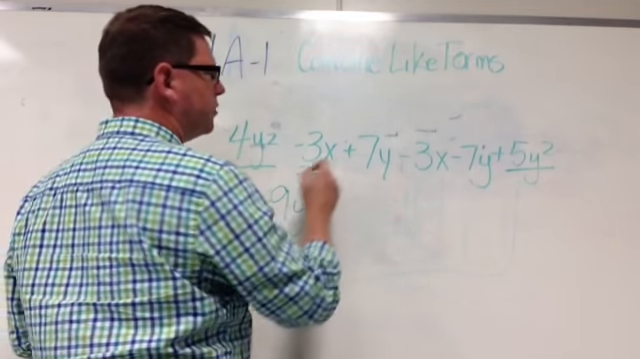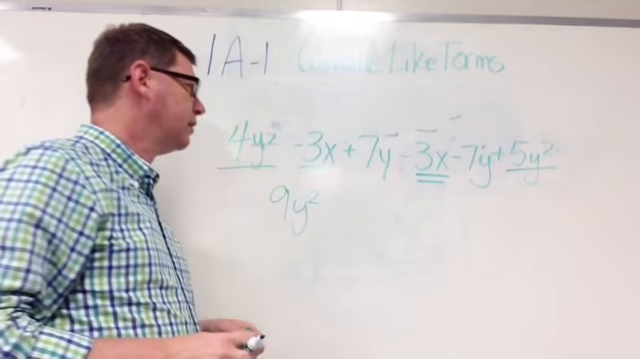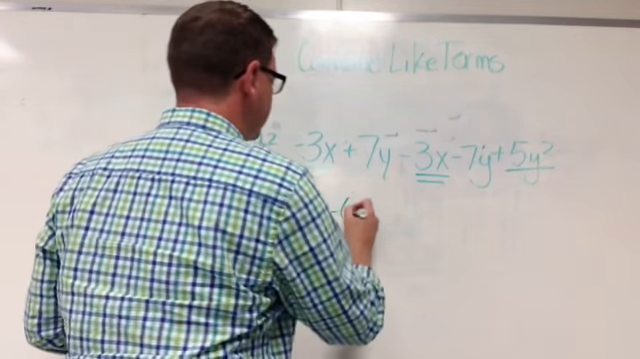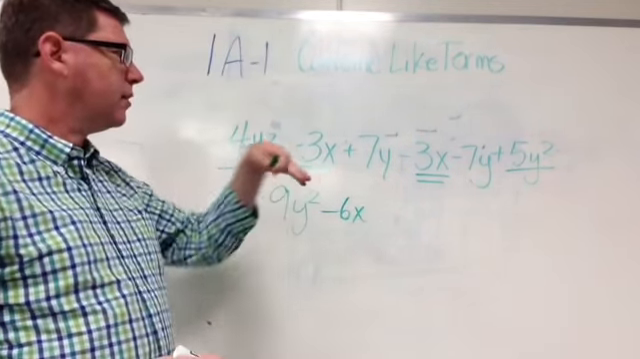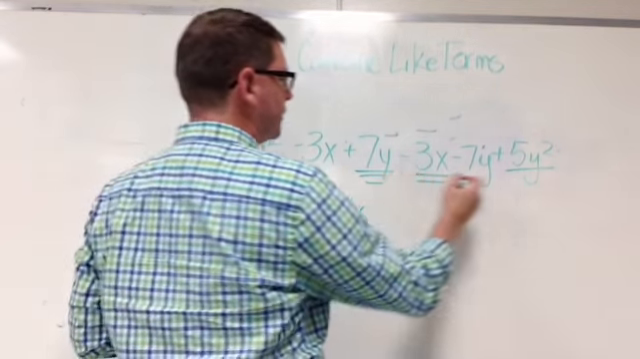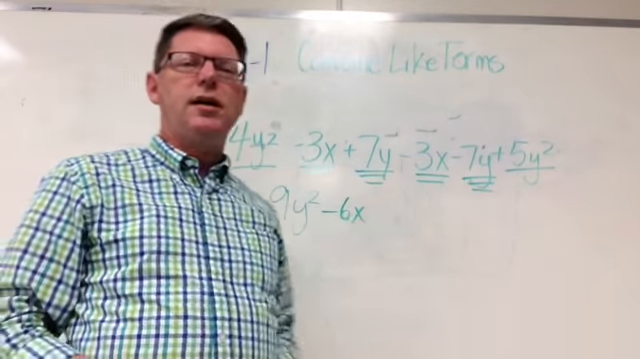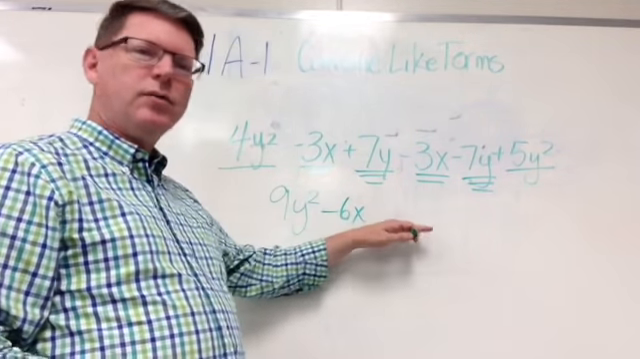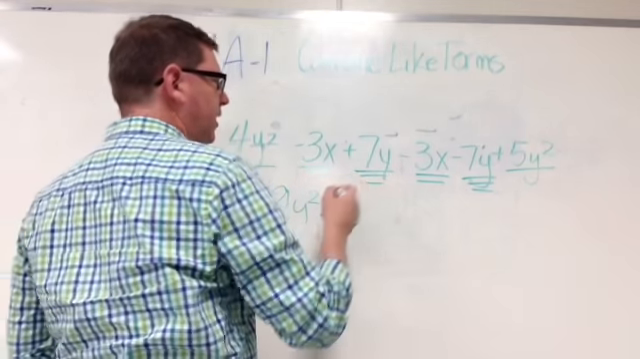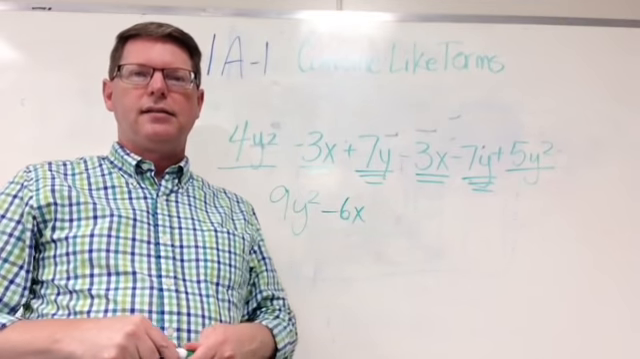And then I have a negative 3x. Do I have any other x's? Why, yes, I have another negative 3x. Negative 3x minus 3x is negative 6x. And do I have any other y's? Why, of course I do. I've got a positive 7y and a negative 7y. And I know that 7y minus 7y is 0, so I don't put anything. I just leave it blank. So simplified, that long statement is 9y squared minus 6x.